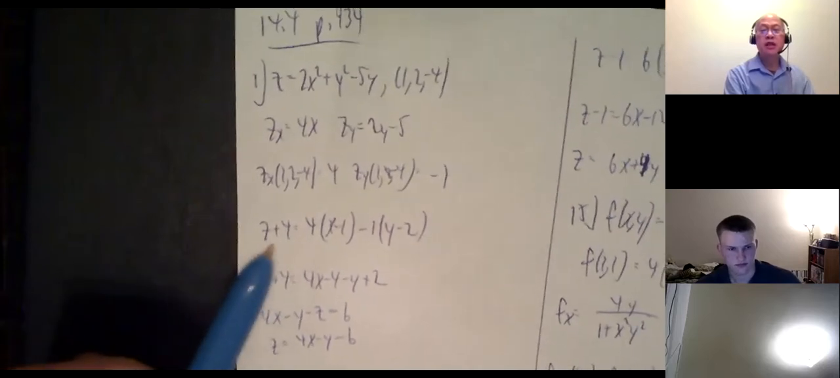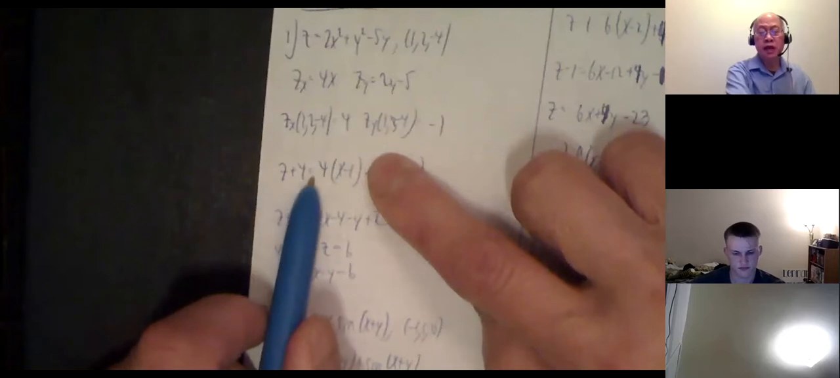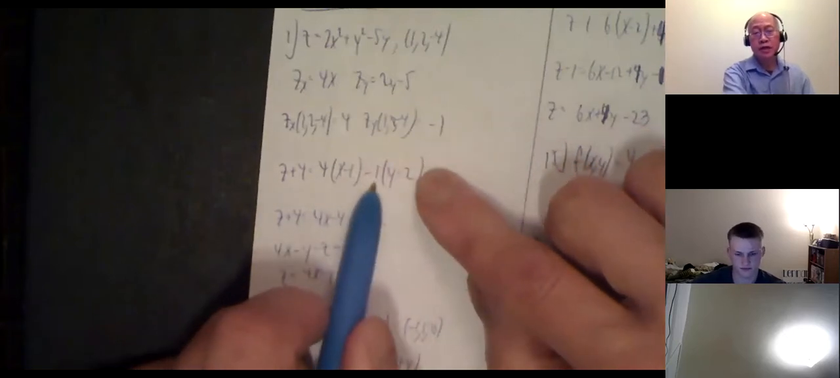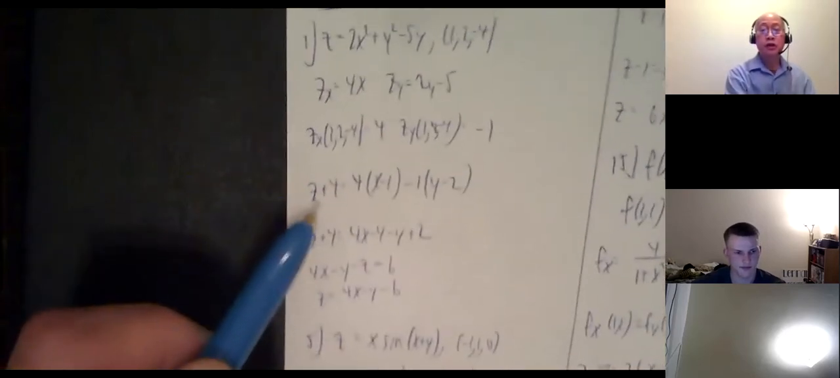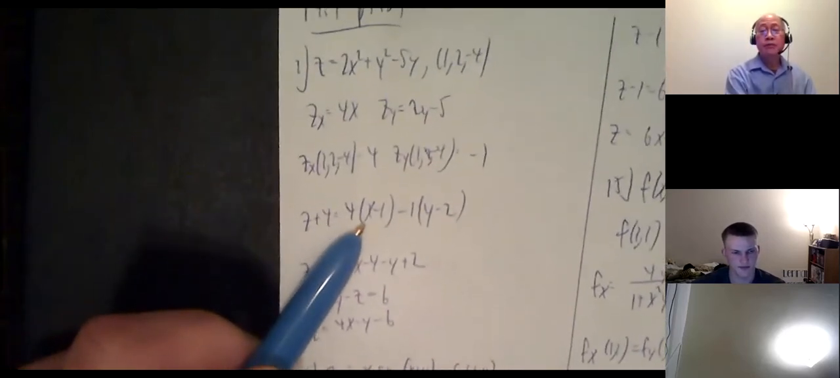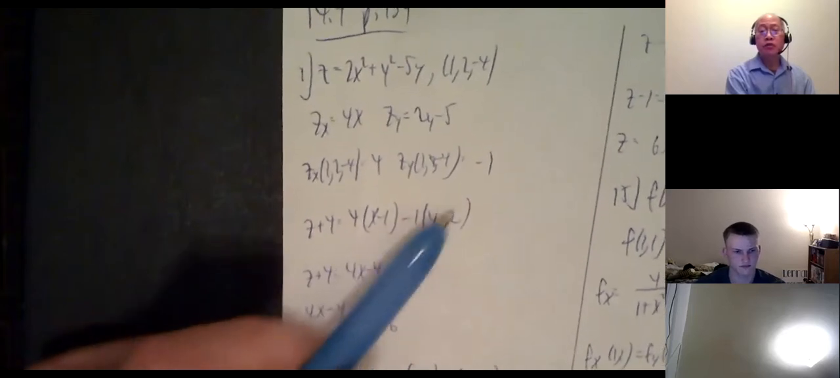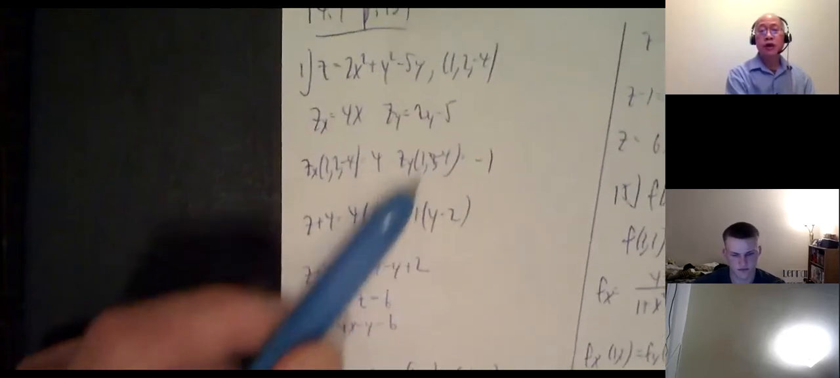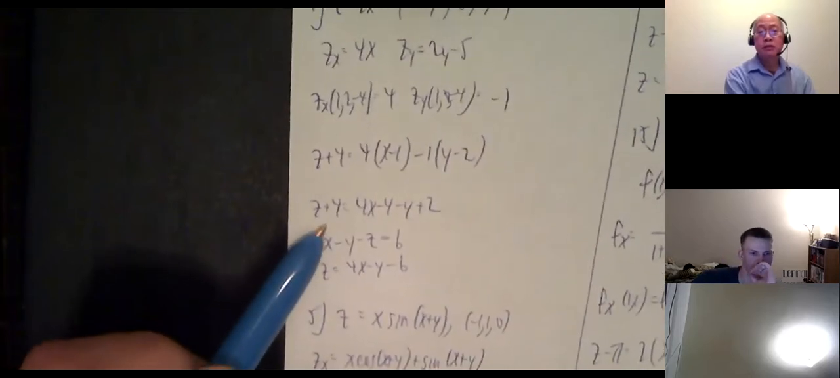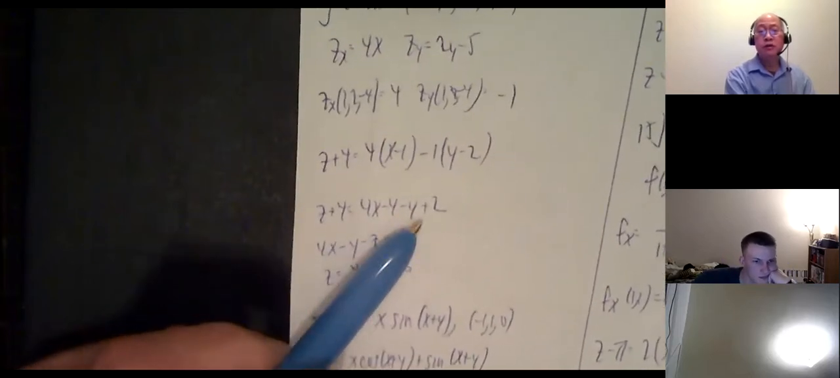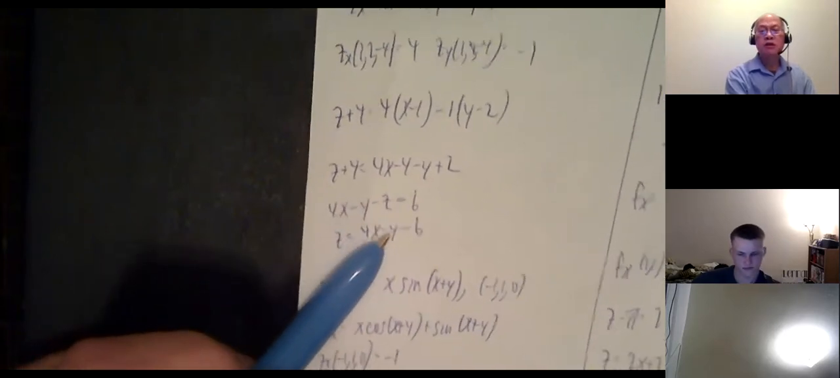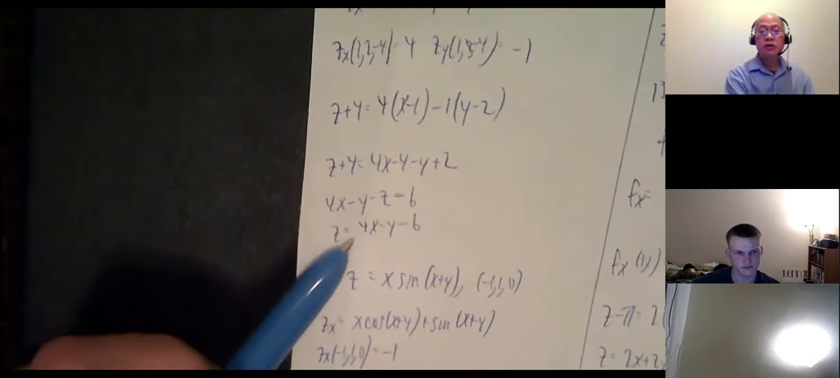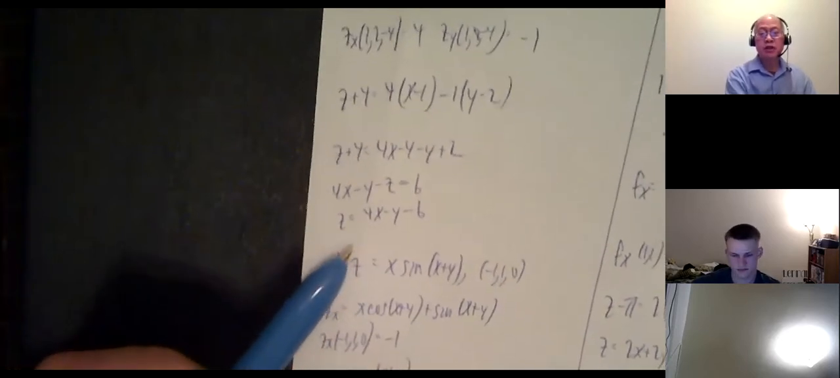z minus z0, z minus -4 equals... that looks almost exactly like y minus y1 equals m times x minus x1. You just have the same thing except the derivative with respect to y times y minus y1, or y0 here. So z plus 4 equals 4 times (x minus 1), minus 1 times (y minus 2). And just clean it up. z plus 4 equals 4x minus 4 minus y plus 2. So 4x minus y minus z equals 6, or z equals 4x minus y minus 6, writing it as a function.